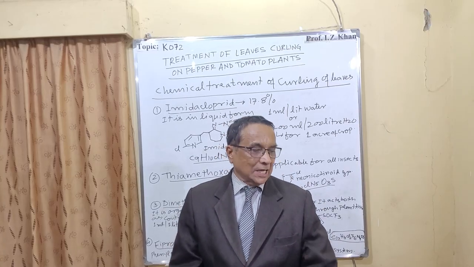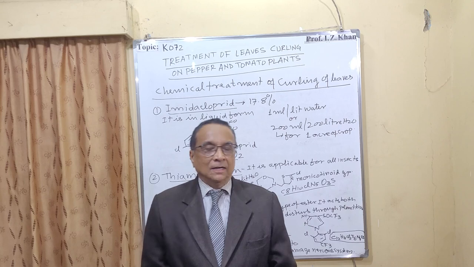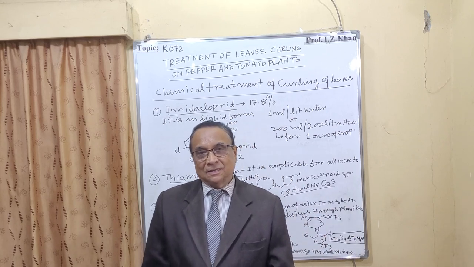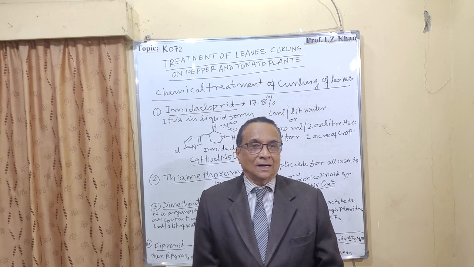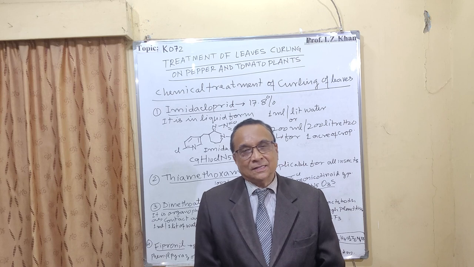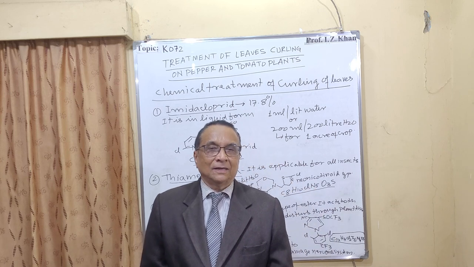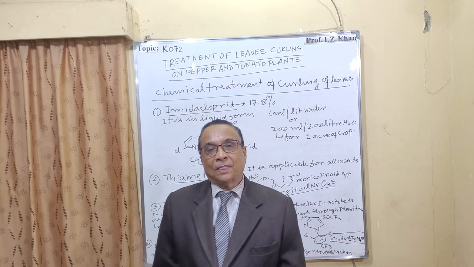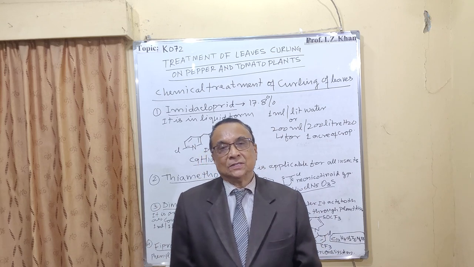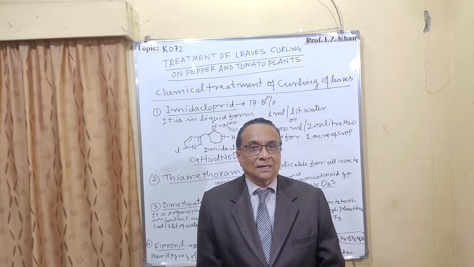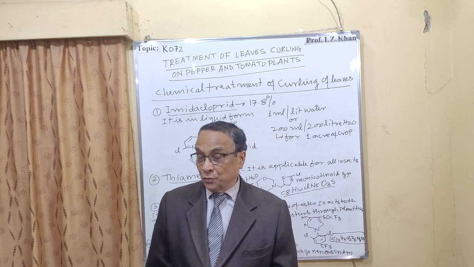So with this I will stop, and it is my advice to all the farmers who are cultivating pepper and tomatoes. I know that in Borno state these two vegetables are very common. Please remember all these insecticides, pesticides, those four which I have mentioned.